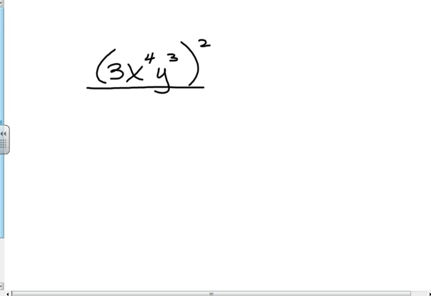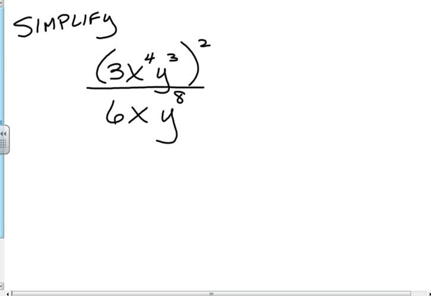Parentheses to a power. Oh, Lord have mercy, that's crazy. Let's do, this is kind of a big one, but let's do a 3x to the 4th y cubed, excuse me, quantity squared over 6x y to the 8. And directions on something like this would be simplify. Okay, so you're going right, every time you see simplify, even with a solve, you're always thinking about that order of operations over on the side, every single problem.